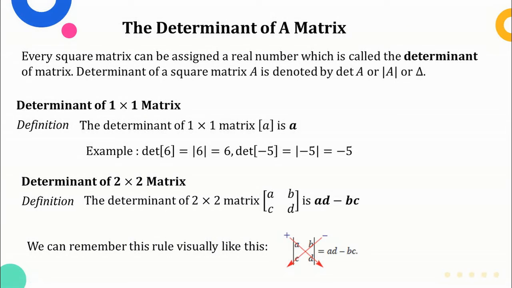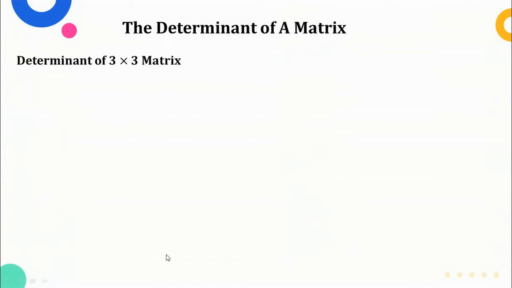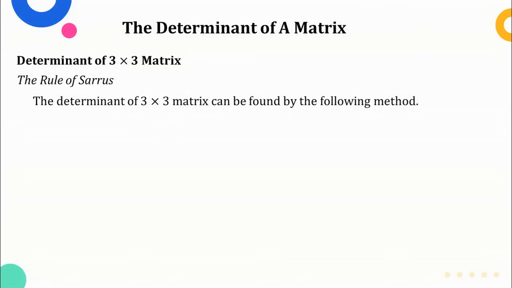So now, what is the determinant of a 3 by 3 matrix? The determinant of a 3 by 3 matrix has two rules. The first rule is the rule of Sarrus. What is the rule of Sarrus? The rule of Sarrus looks similar to the one for 2 by 2. We can follow the method from this one.